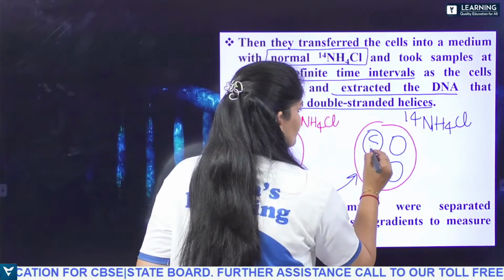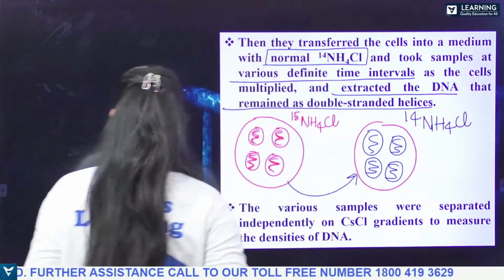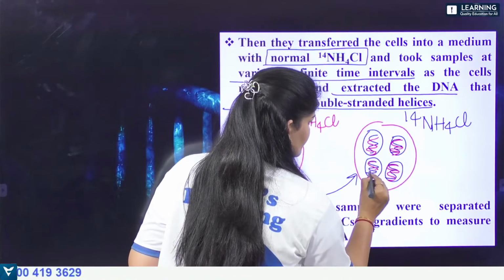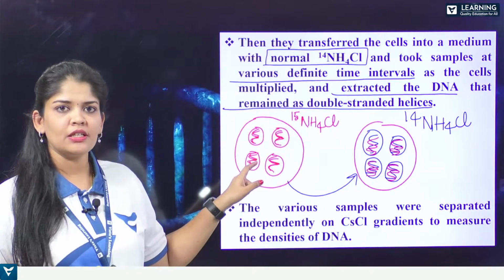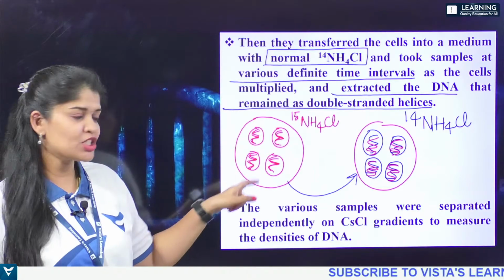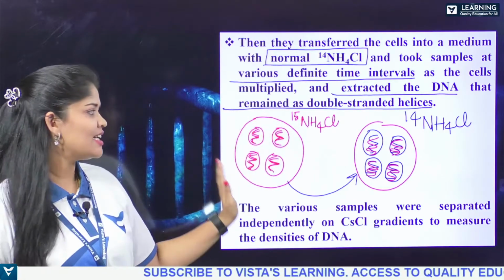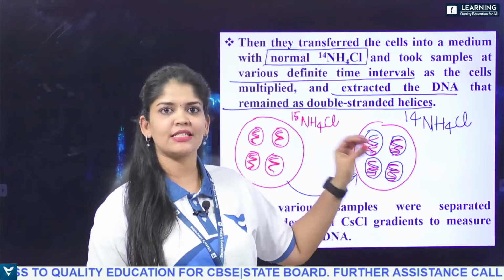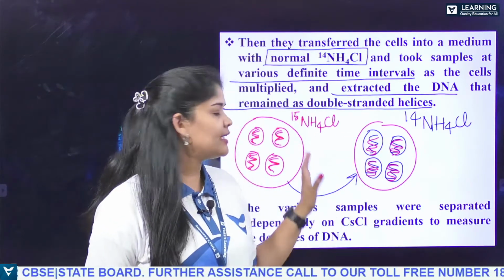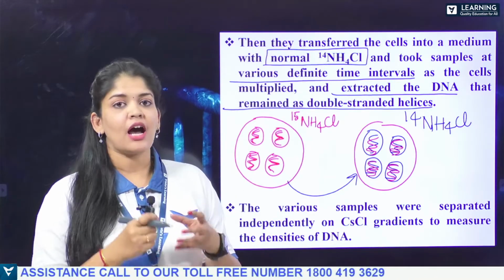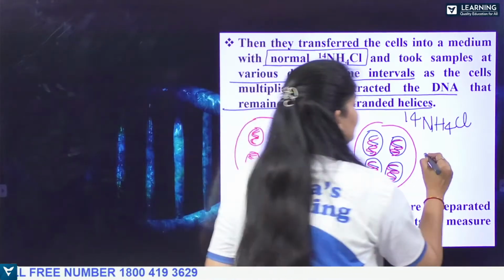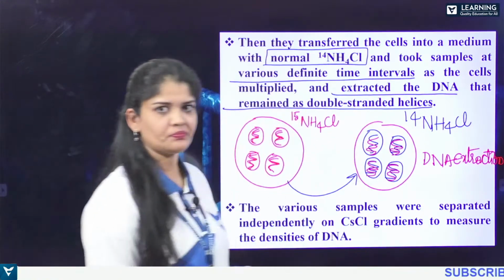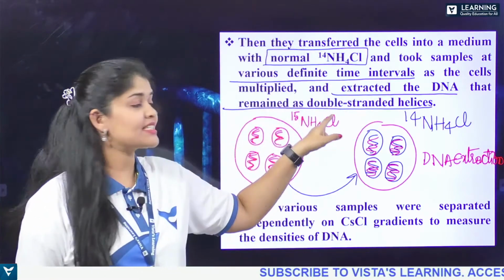So now, previously, the Escherichia coli had their growth in the medium in which N15 is the nitrogen source. Then they transferred to the new medium where N14 is the nitrogen source. Now here also the cell starts dividing, cell starts growing, cell starts showing DNA replication. Here we have taken the samples at regular intervals of time, and after taking the samples, DNA extraction was done. And the DNA remains as a double-stranded helix.